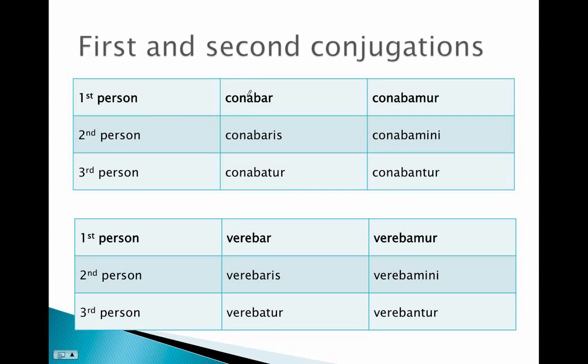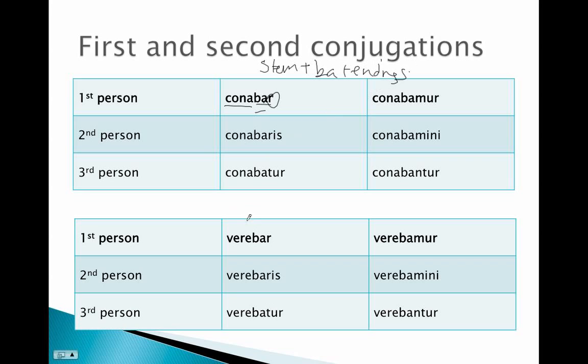So, the first and second conjugation. Remember the first and second conjugation, we used the stem plus BA plus the endings to form the imperfect tense. And that rule applies for the deponent verbs too. So we have our stem, BA, and our endings. So konabar, konabaris, konabatur, konabamur, konabamani, konabantur. So same rules as you used for regular verbs. This time, though, we can only use passive endings.